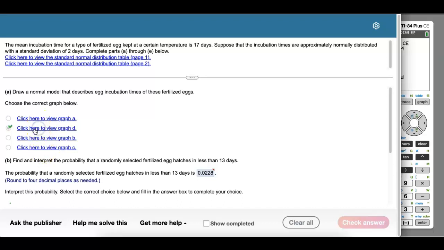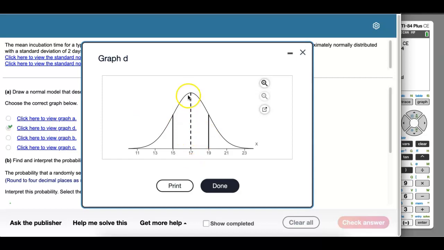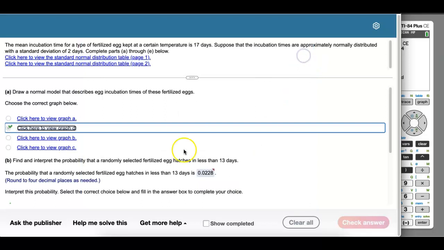So I'm going to click on the correct answer choice, and the reason this one's correct is because the mean is centered where we see the peak. That's where on the x-axis we should have the mean labeled, and then at those points of inflection we have a distance of 2, and 2 came from the standard deviation. So that's why that's the correct answer choice.